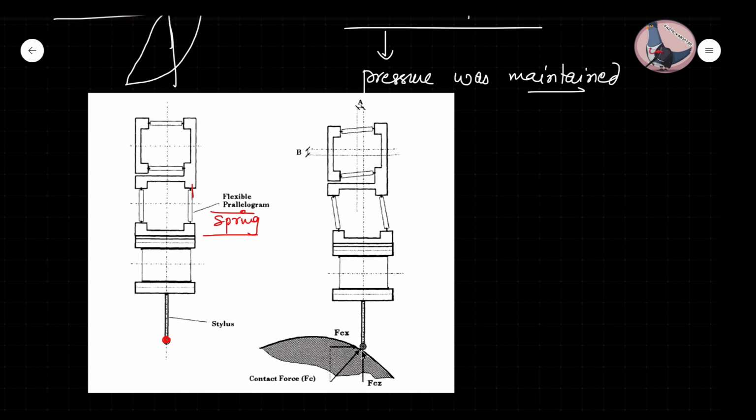When the probe comes in contact with a job, the original axis is this, and there will be some deviation in this flexible parallelogram. This deviation is taken care of by the sensors, and when the deviation reaches a limit, that limit is taken as the pressure.